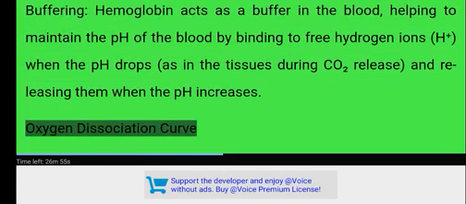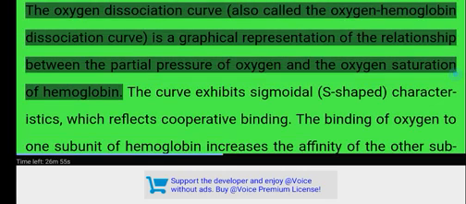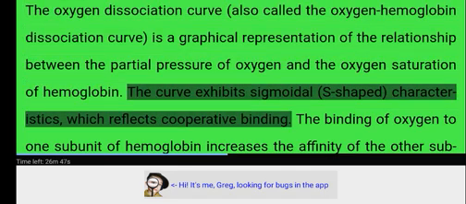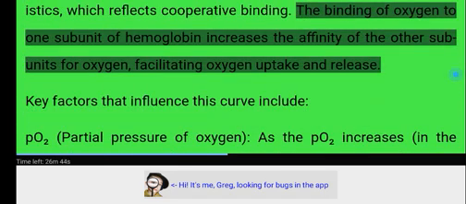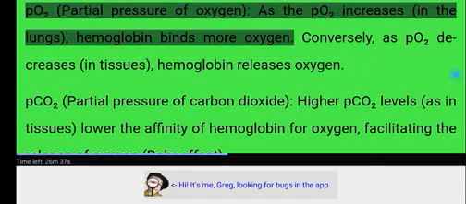Oxygen dissociation curve. The oxygen dissociation curve, also called the oxygen hemoglobin dissociation curve, is a graphical representation of the relationship between the partial pressure of oxygen and the oxygen saturation of hemoglobin. The curve exhibits sigmoidal, S-shaped characteristics, which reflects cooperative binding. The binding of oxygen to one subunit of hemoglobin increases the affinity of the other subunits for oxygen, facilitating oxygen uptake and release. Key factors that influence this curve include partial pressure of oxygen.